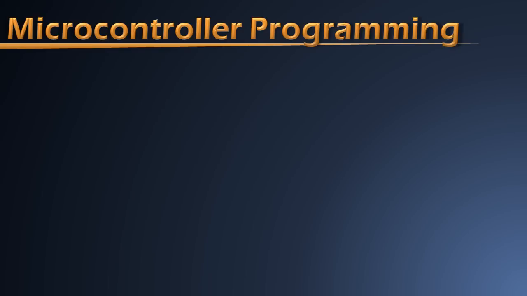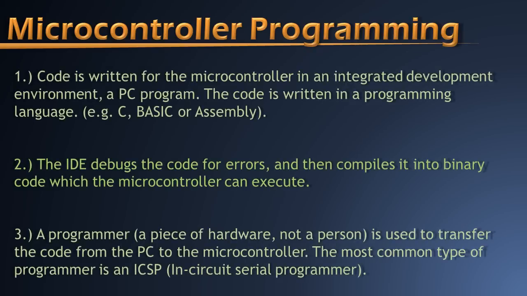As we've just talked about programming, this is the general sequence that you have to follow to program a microcontroller. You write code for the microcontroller on a computer in something called an integrated development environment, which is a PC program or Mac program or Linux program, whatever you want to use. This code is written in a high-level programming language, generally like C or Basic, or lower-level languages like assembly. Then the integrated development environment proofreads your code for you and says, okay, you forgot a semicolon here, you forgot this here, and then you have to make that correction.